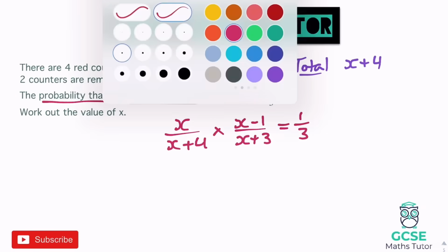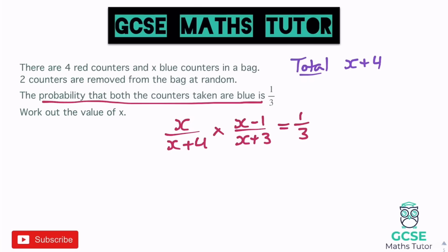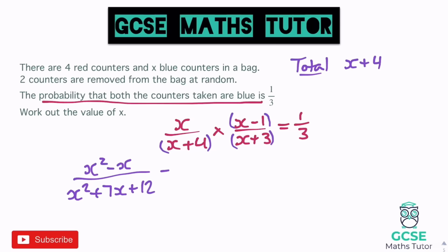So if we go about working this out now, if we multiply these fractions together, multiplying the numerators, x times x minus 1 gives us x squared minus x, and if we multiply the bottoms there, we have a double bracket to work out. Okay, so you can imagine these are in a double bracket. That first one was like a little single bracket, x times x minus 1. So if we multiply out the double bracket here, we get x squared plus 4x plus 3x, which is plus 7x, and 4 times 3 is 12, so plus 12, and it says that equals 1/3.